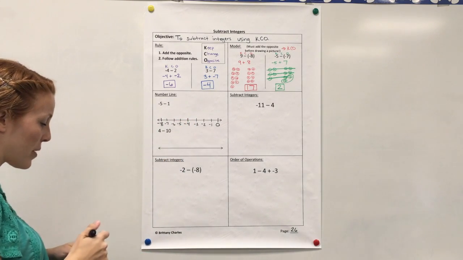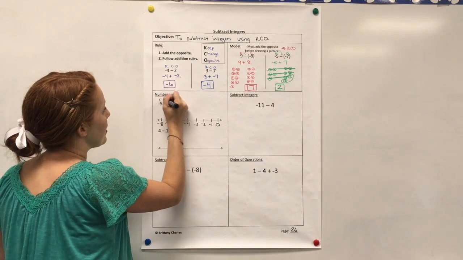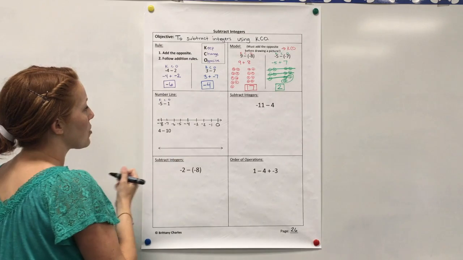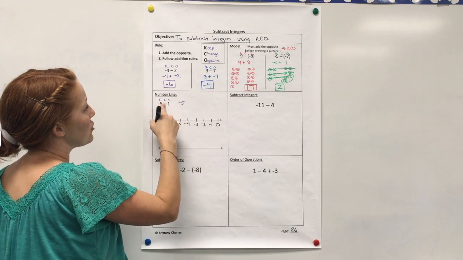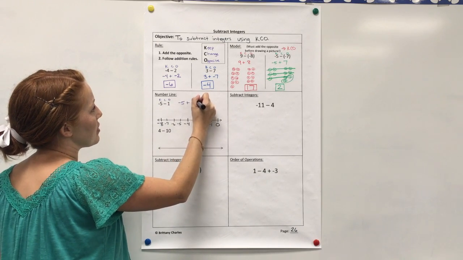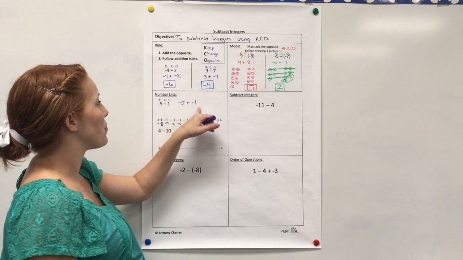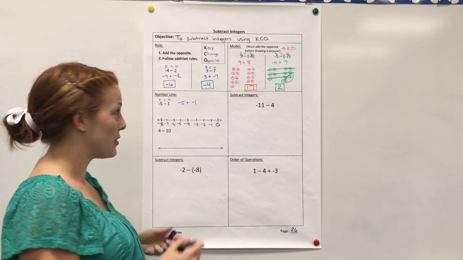Okay, so I want to start by doing KCO. KCO. Okay, so I keep the -5. I change the minus to a plus, and I turn 1 into its opposite of -1. So you can see they're both negatives, which is why I drew my number line just on the negative side.